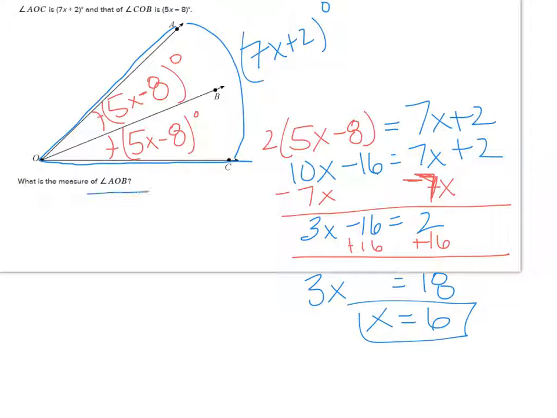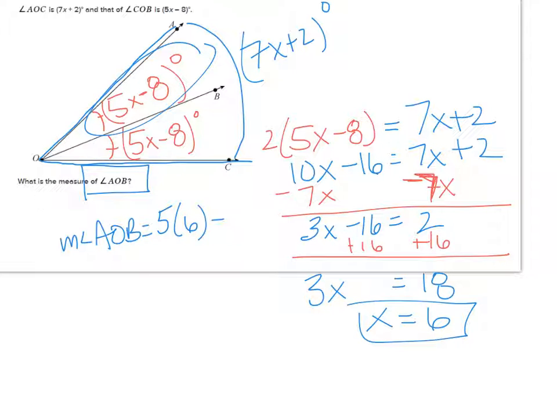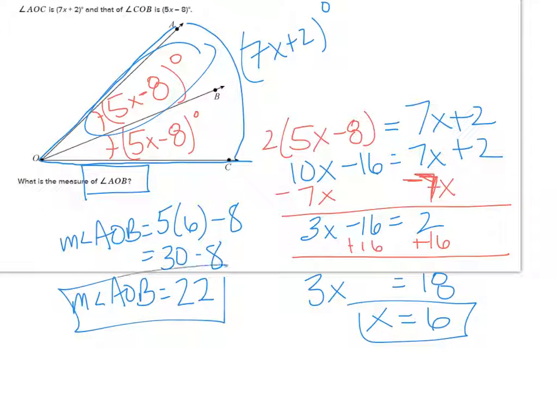We want to figure out what's the actual measure of angle AOB though. So the measure of angle AOB is going to take that expression that represents it, 5x minus 8, and now I'm just going to plug in that x value of 6. So it's going to be 30 minus 8, measure of angle AOB equals 22 degrees.